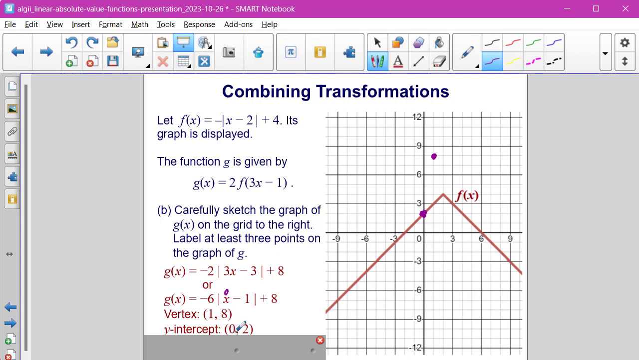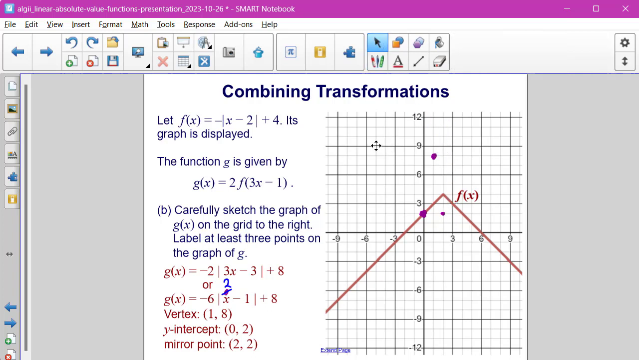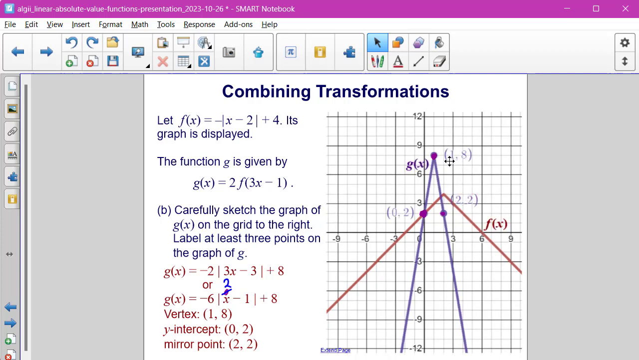And now notice these are only 1 unit apart, and because we have an absolute value function, we need a mirror point on the other side of 1. So if we substitute 2 in here now instead for x, we have 2 minus 1 is 1. Its absolute value is 1. 1 times negative 6 is negative 6, plus 8 is 2. So our mirror point is the point 2, 2. So our g of x function is going to look something like this. And here we have our 3 points, 1, 8, 2, 2, and 0, 2.